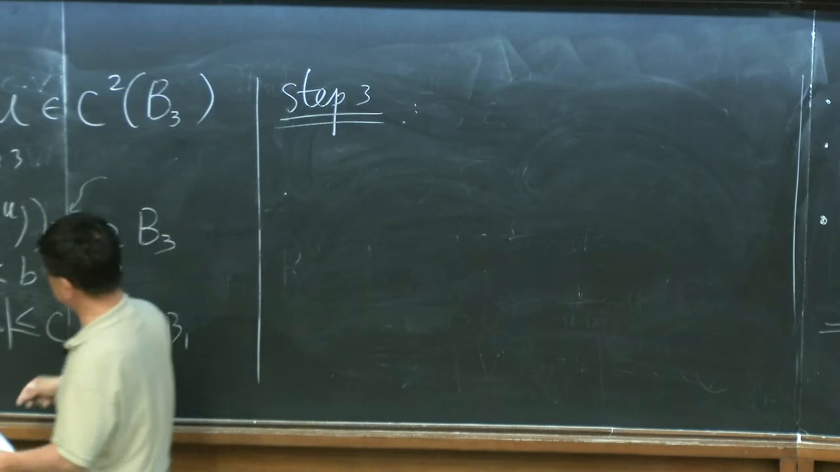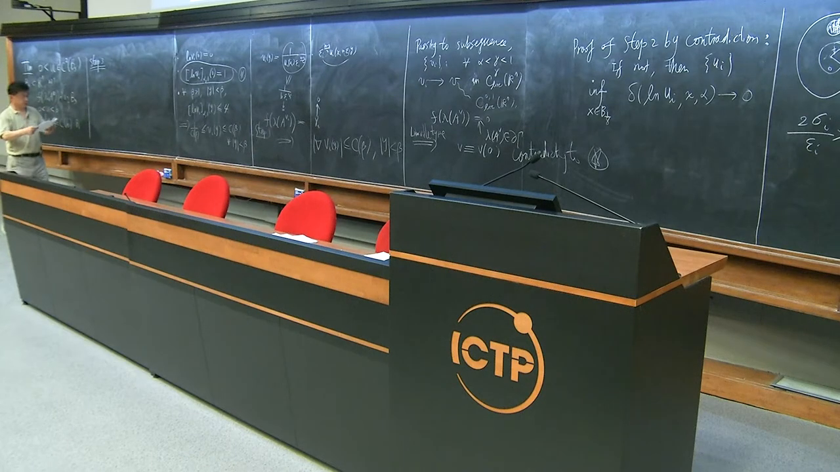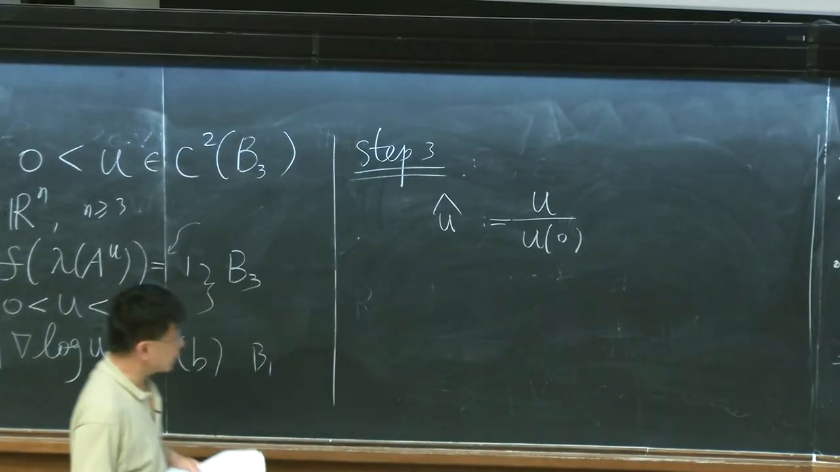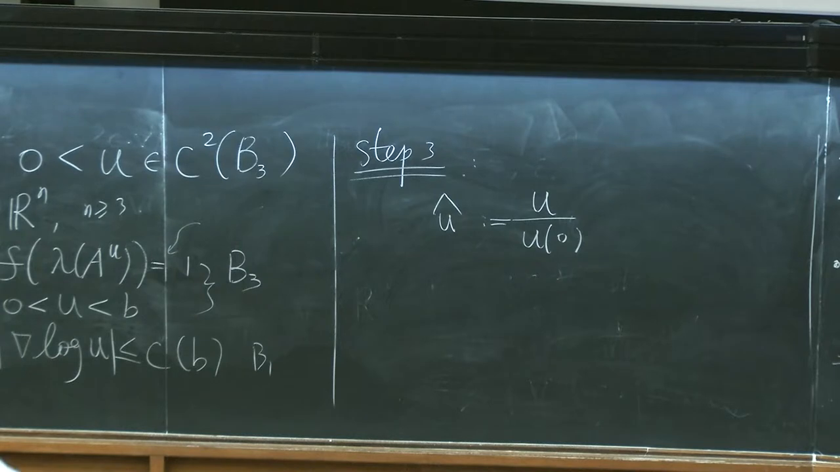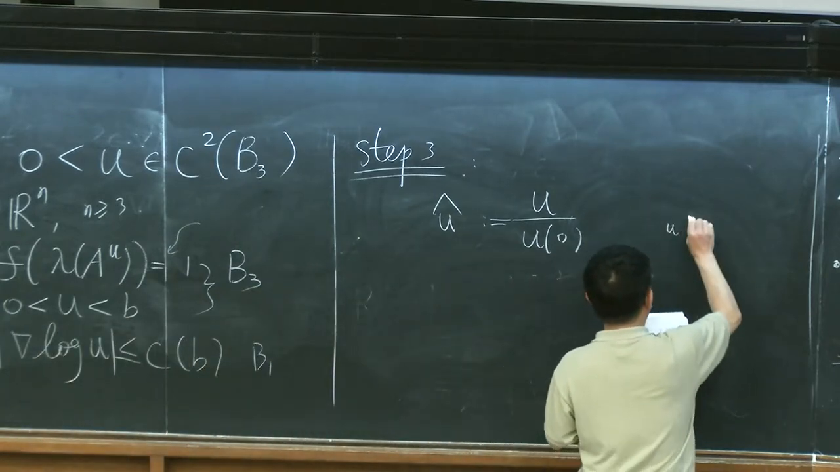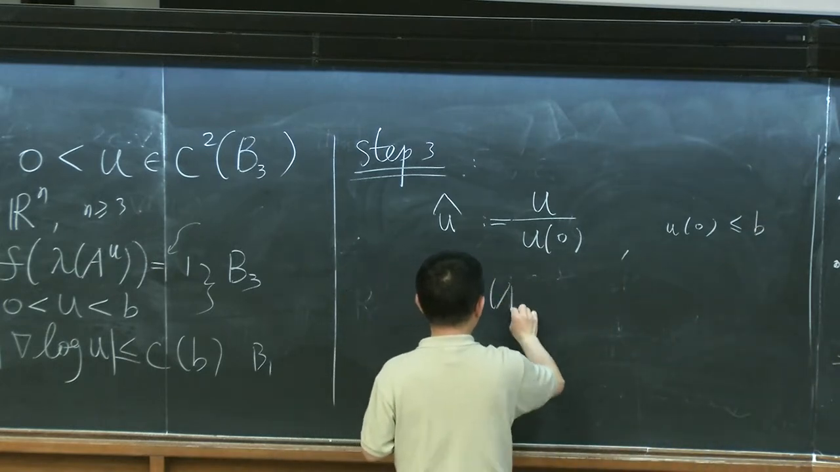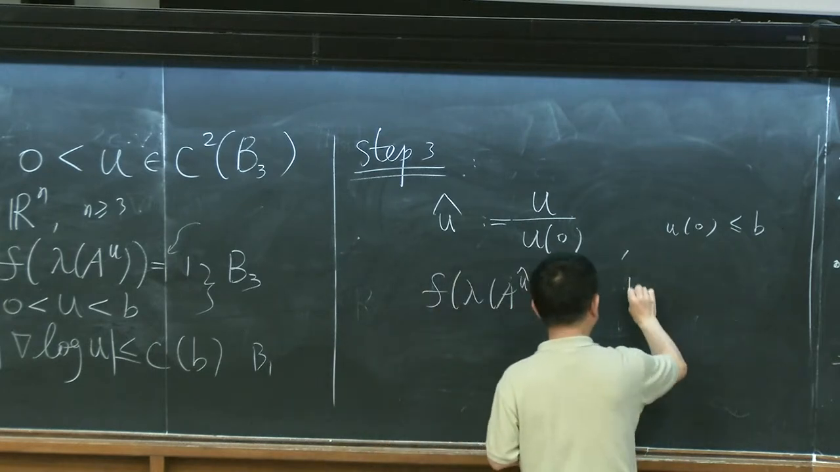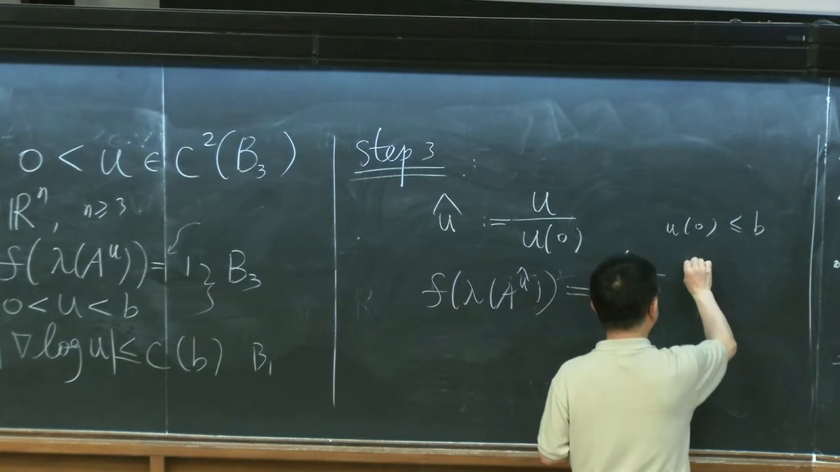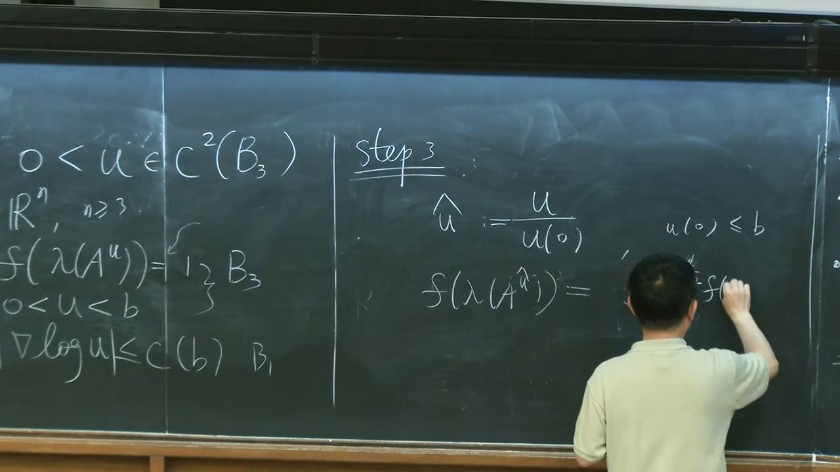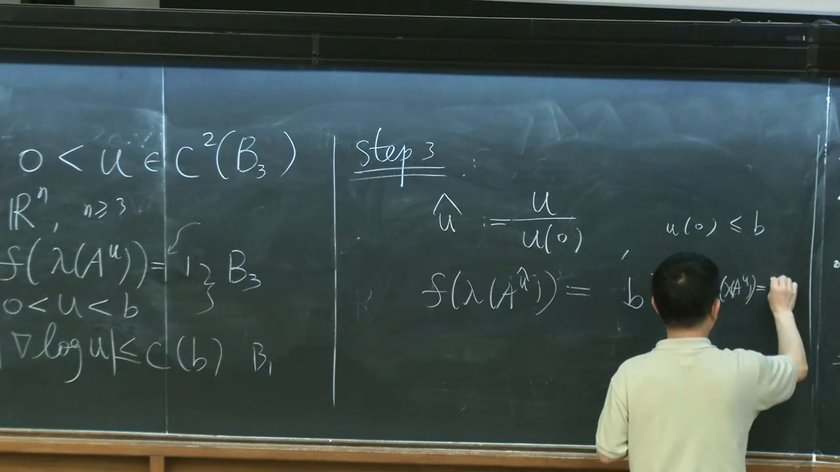So now, under this condition, we can look at u divided by u(0). Let's call it û. Because we know u(0) is less than or equal to B, therefore f of lambda a û will satisfy this B to the power of 4 over n minus 2. So this is f of lambda a u. This is how the constant goes.